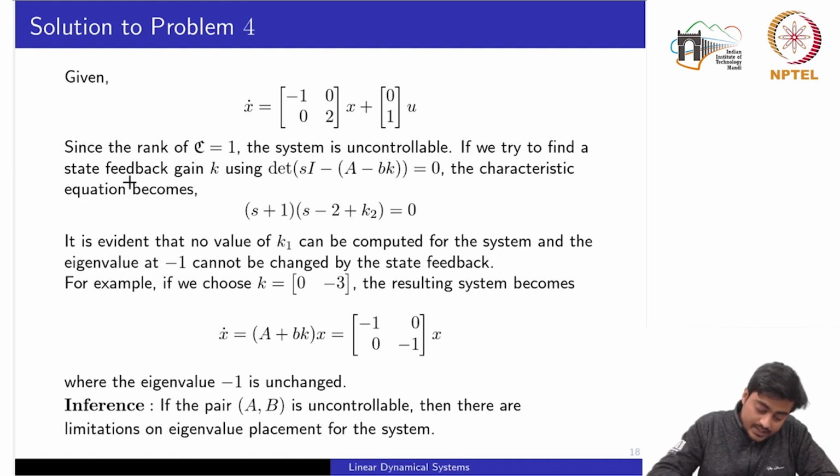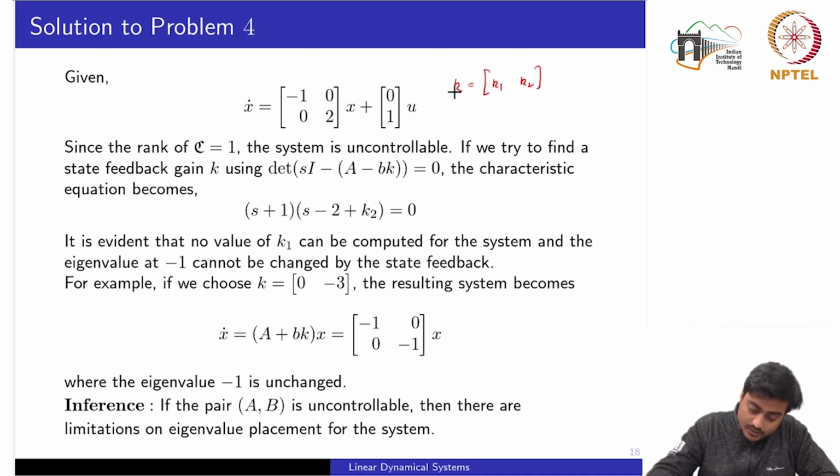Now if we try to find a state feedback gain using the formula determinant of sI minus A minus BK, by putting it equal to 0, the characteristic equation becomes this. Here K we have chosen as K1 and K2.